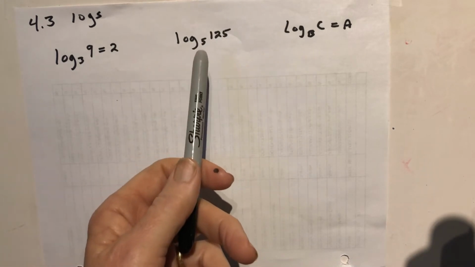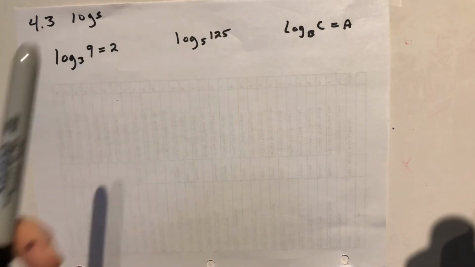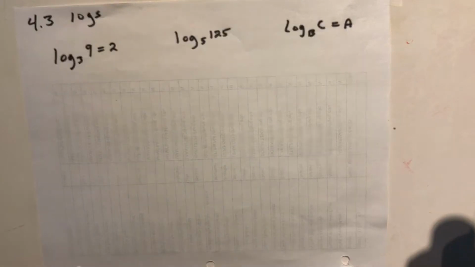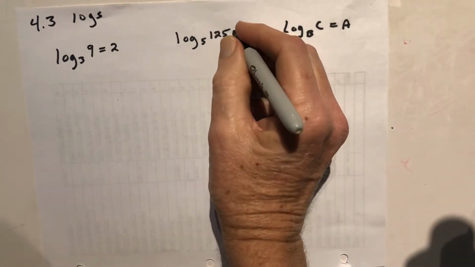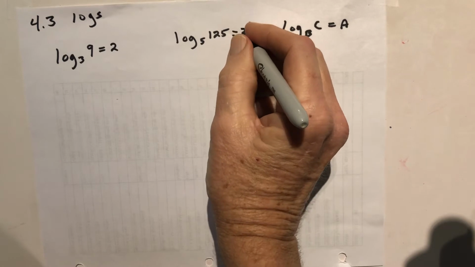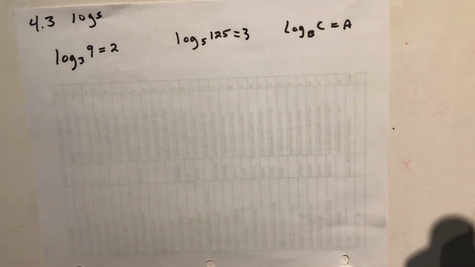How many 5's does it take to get 125? 5 times 5 is 25. 5 times 25 is 125. It took 3. So that would be read log base 5 of 125 equals 3.